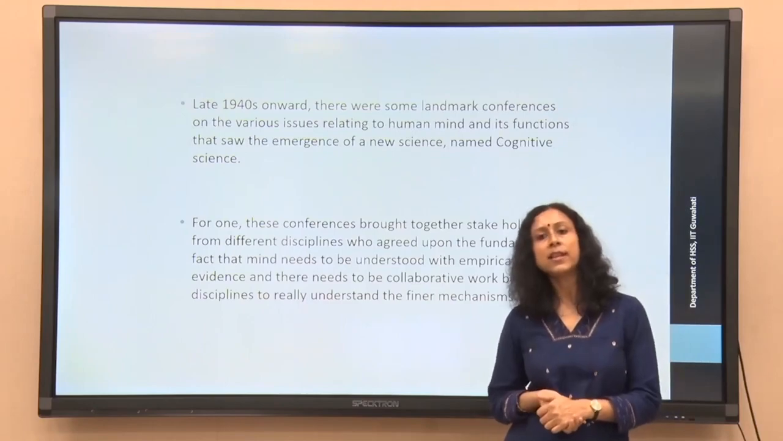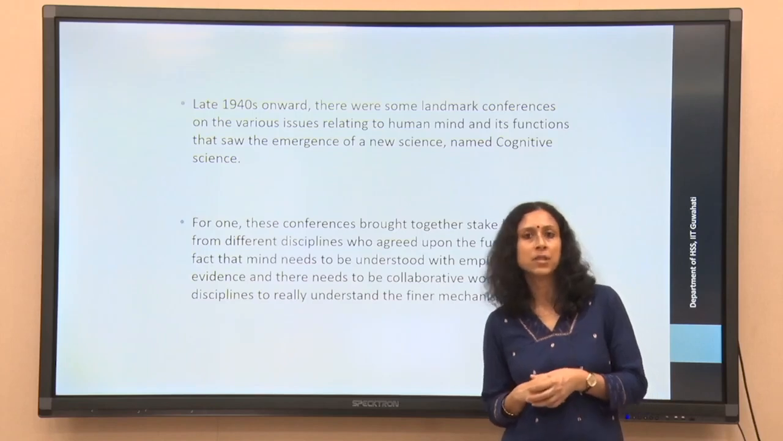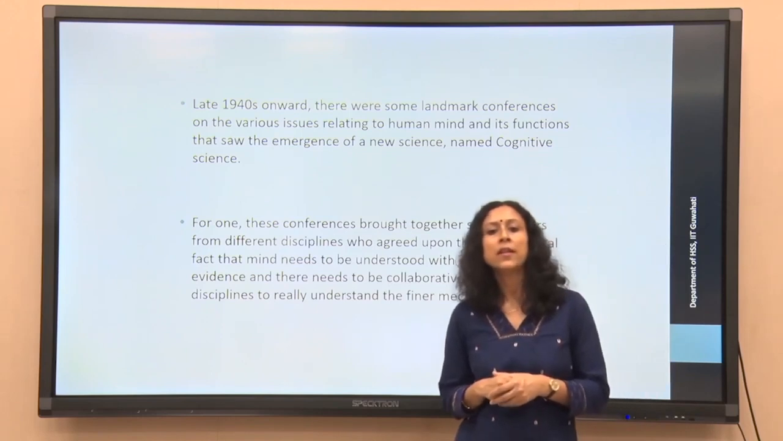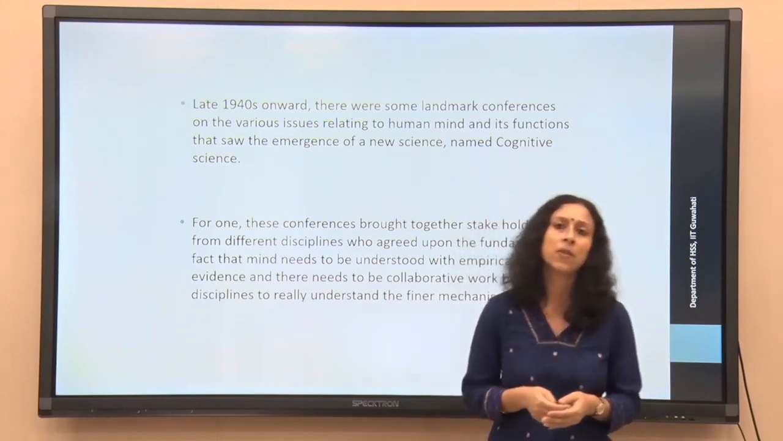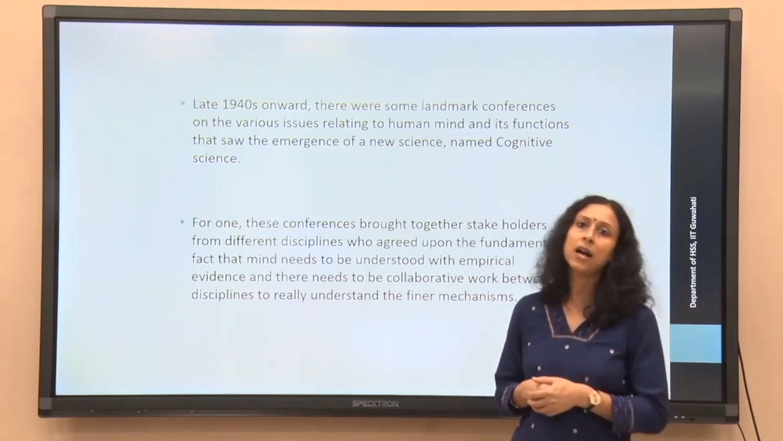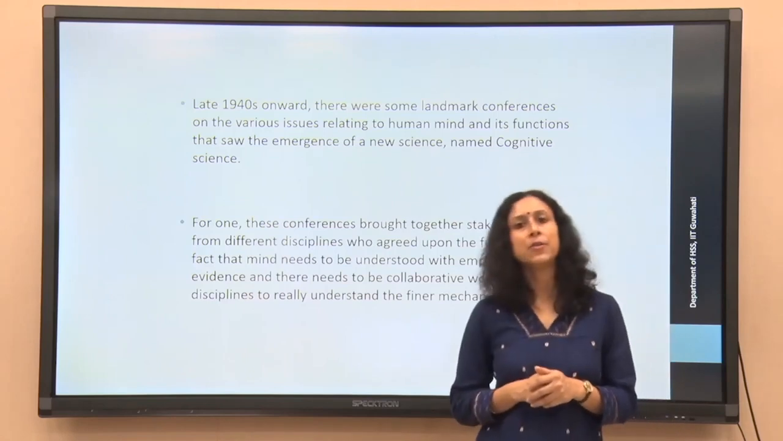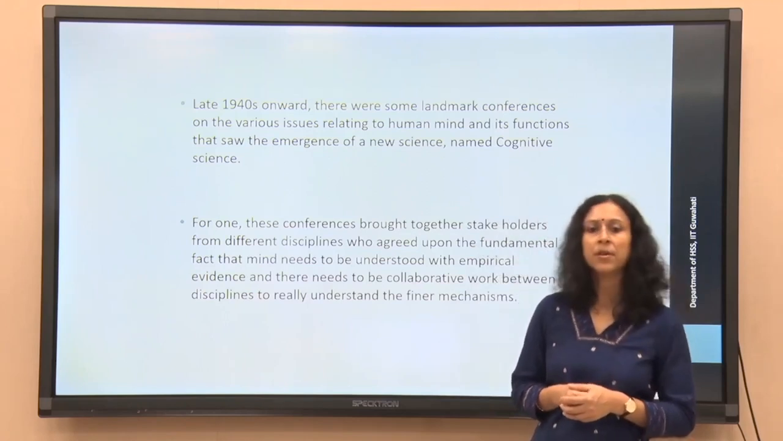From the late 1940s onward, there were some landmark conferences that consciously brought together philosophers, psychologists, computer scientists, AI specialists most specifically, and neuroscientists and linguists together in order to discuss the possibilities of working together to look at how the human mind works. And this is how gradually through these conferences a new discipline named cognitive science emerged.